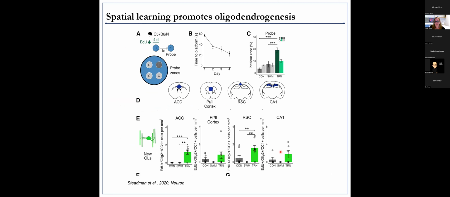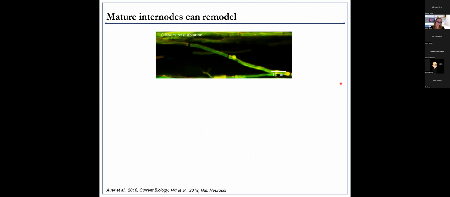In addition to exogenous stimulation or artificial stimulation of the neuronal circuit, if we can endogenously activate a neuronal circuit, say through learning, for example, here I'm just showing spatial learning, we can also drive the addition of new oligodendrocytes in brain regions that are associated with that form of learning, like the retrosplenial cortex, CA1. So all of these regions show an increase in oligodendrocytes after Morris water maze training, spatial learning.